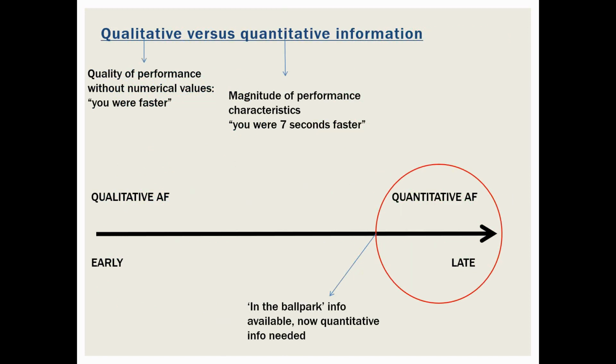Now, should we be giving qualitative information or quantitative information? Qualitative information refers to the quality of performance without numerical values. For example, you were faster, you did better than last time, you had more amplitude in your movement. Quantitative information doesn't just tell you something about the quality of performance, but it also tells you something about the magnitude.